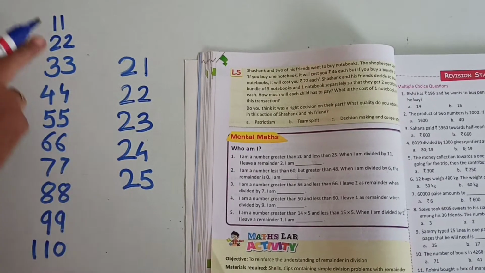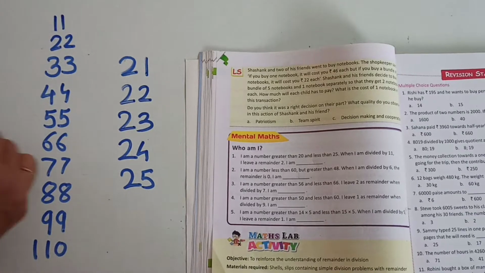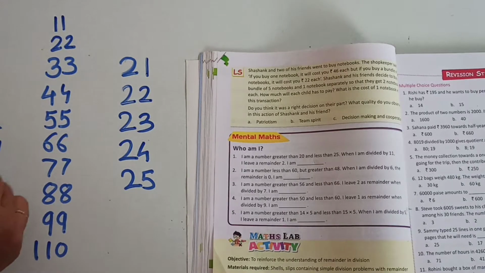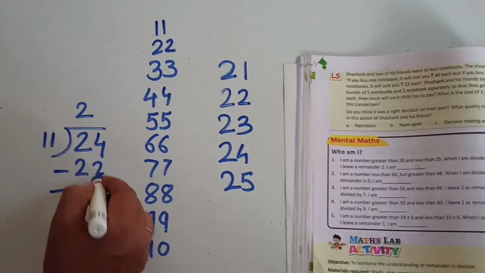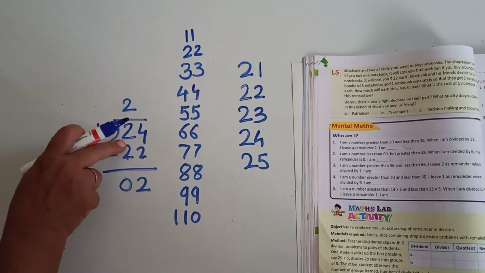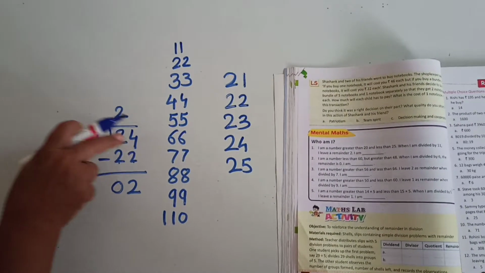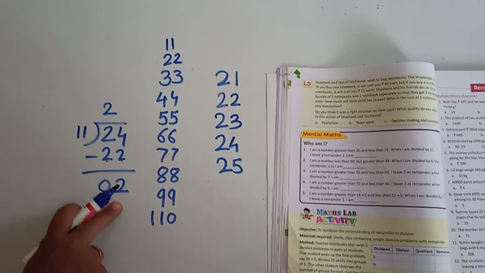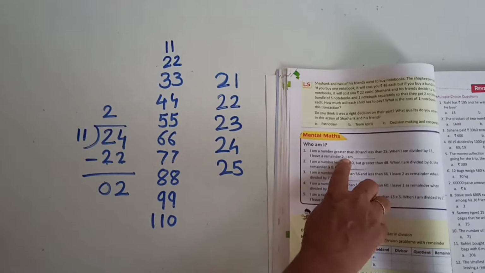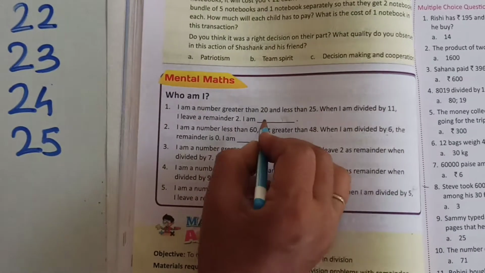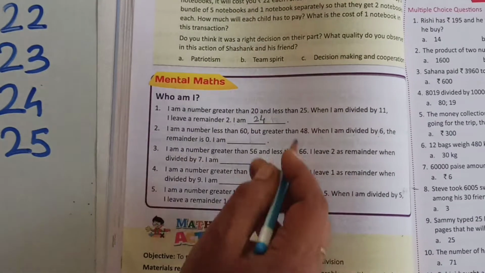And 24 divide by 11. Look here, 24 divide by 11. 11 twos are 22 and then 4 minus 2, 2 and 2 minus 2, 0. So when we divide 24 by 11, we will get remainder 2. Means here the answer will be 24. So here will come 24. Now next.